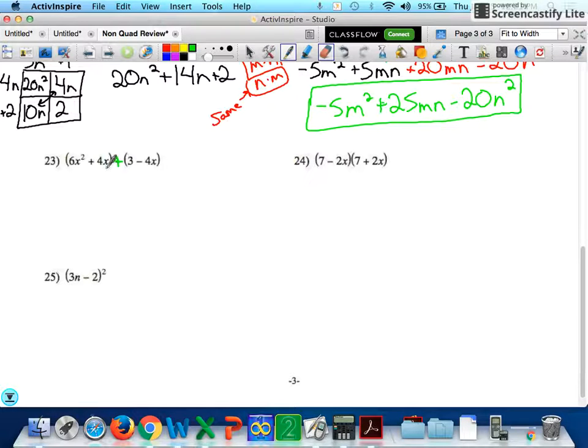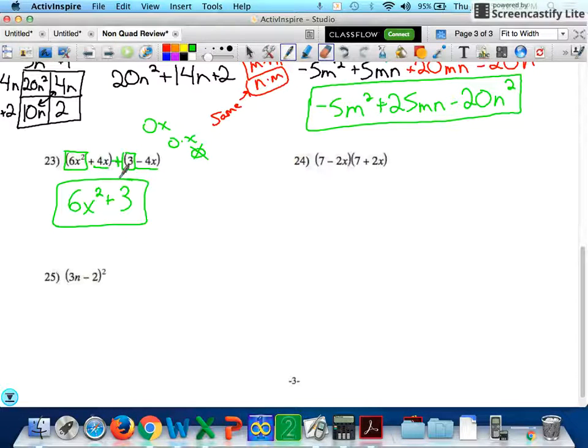I'm just looking for like terms. I see I have a 4x and a negative 4x. Those are going to combine, but really they're going to cancel. That would be 0x, which is 0 times x, and everyone knows 0 times anything is just 0, so it's going to go away. Therefore, my answer is the three pieces that are left over: 6x squared plus 3. That's a positive 3. So, tricky problem, but a good problem to throw in there.